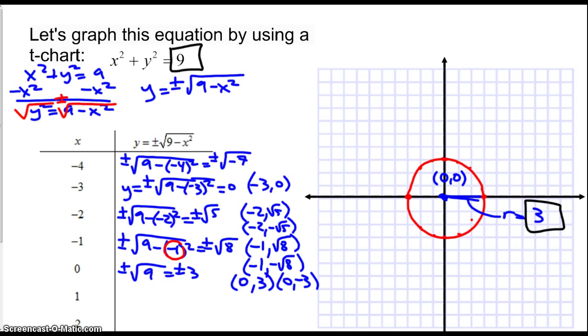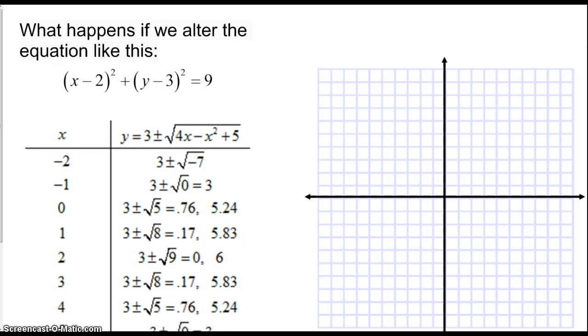Now this is a pretty cumbersome way to graph a circle, to try to solve it in this form and then to plug x values in and y values, things like that. It's even worse if it's not just x squared plus y squared. Let me give you another example, okay? What if I made the equation this, x minus 2 squared plus y minus 3 squared equals 9? This is quite difficult to solve for y, but if you do, you get this.